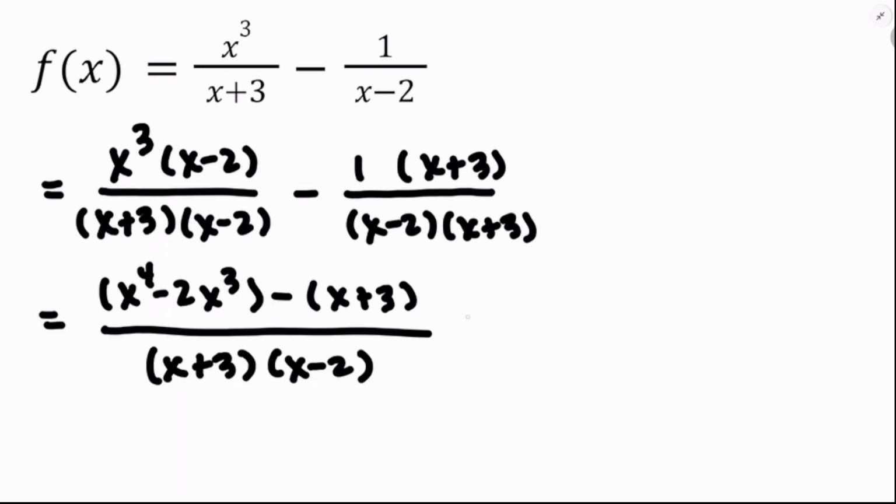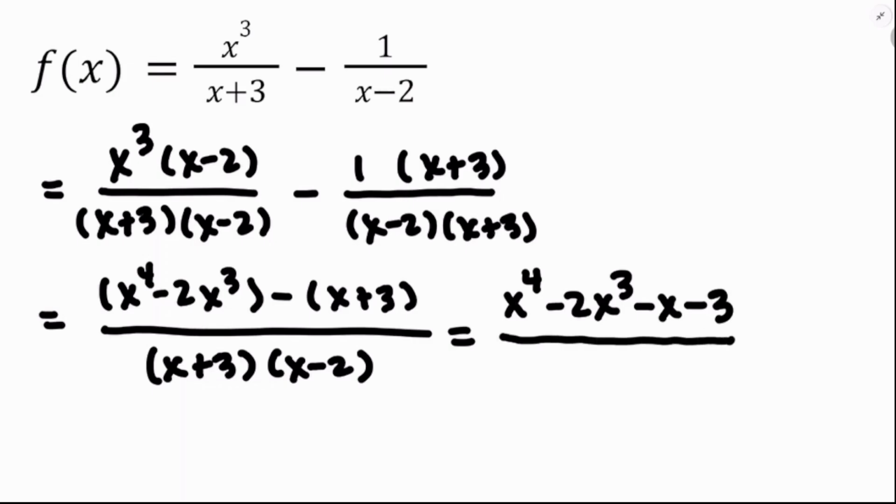Right, and if I want the end behavior, I want this distributed out, not necessarily factored. But I don't need all of the terms, right? I really need only the highest power terms, but because I can, I'm going to write them all out. x to the 4 minus 2x to the third minus x minus 3, divided by x squared plus x minus 6.